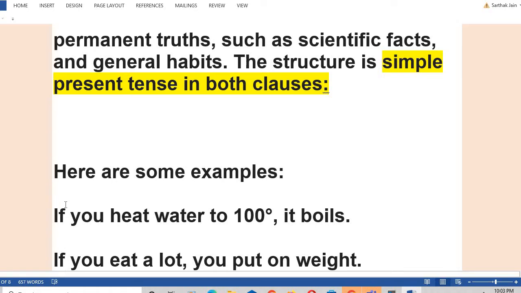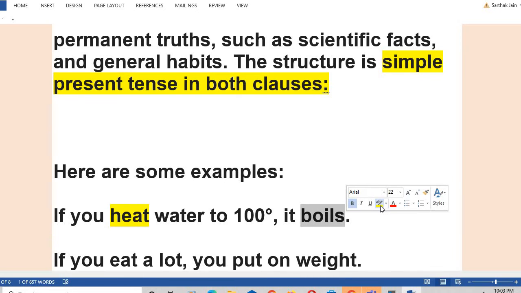see the sentence here. If you heat water to 100 degrees, it boils. Now students, you can see here the first clause, that is the if clause, has simple present in the form of heat. Okay, and the main clause again has simple present tense in the word boils.